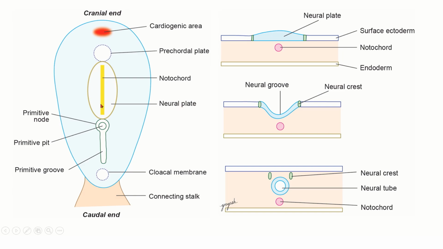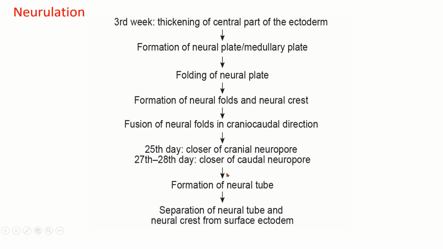You can see here this is the neural plate which is extending from primitive streak to the precaudal plate. You can see here the neural plate formation, neural groove and neural folds, and you can see at the junction of surface ectoderm and neuroectoderm there is formation of neural crest. This is the completion of the neural tube and separation of the neural tube and neural crest.